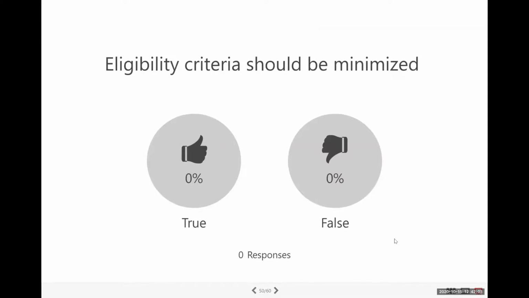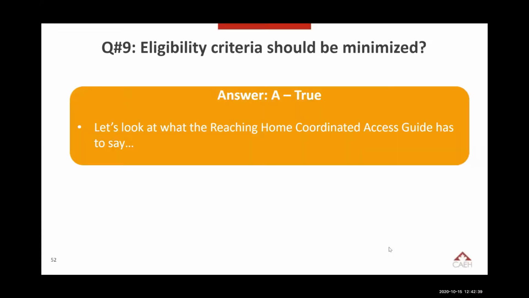And we have one more question. Eligibility criteria should be minimized, true or false? I'm going to wait a little bit longer to get some more participation here. Here we go. Okay, well, 70% say true, Marie. Okay. And we think the answer is true.